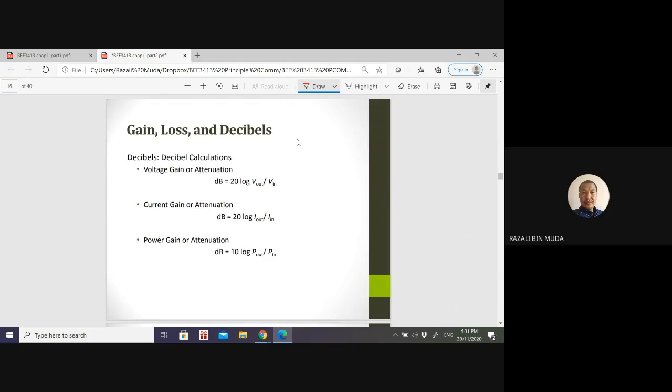You can see here the decibel calculation. If you have voltage or current, it is 20 dB. If you have power, then it is 10 log. Why? Because of the equation P equals VI. There is some derivation in the equation, so that when you calculate the dB for voltage or current, you need to multiply by 20. But if you calculate for power, it is only 10.